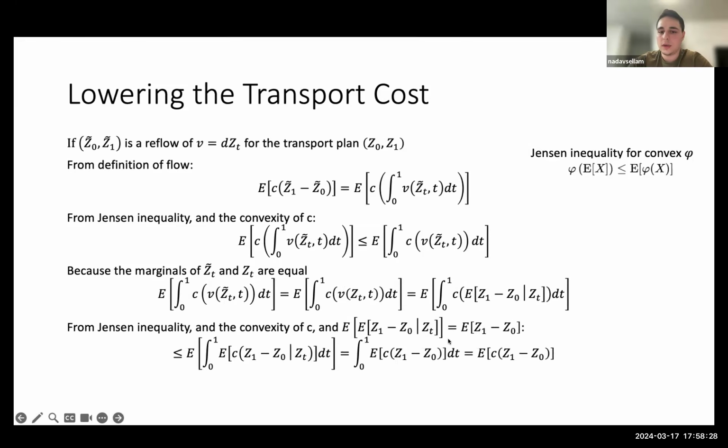And then we can see that this expression is not dependent on T, so we can take it out of the integral and we get the transport cost of the old transport plan. So to summarize, we've shown that the new transport plan has a lower or equal transport cost according to every C relative to the old transport plan. This is true because of Jensen's inequality. Are there any questions about this part?